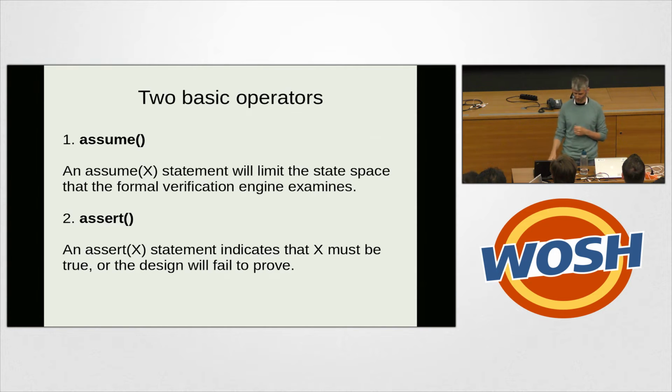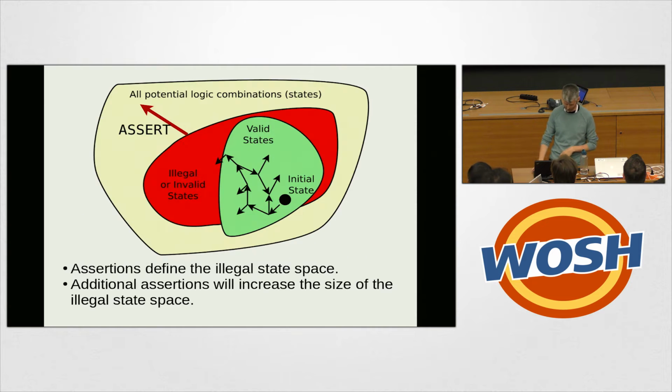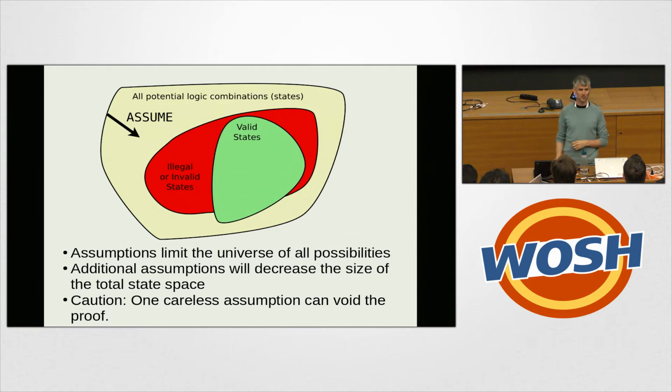So we have these two basic operators. Assume, like I just mentioned, you can use to control things, so we can guide the solver to solve the puzzle that we want to solve. And assert tells the solver what the state is that is illegal, so it knows whether it's done its job or not. So one way of thinking about assert is that the more assertions we add, the bigger the space of illegal states is. And the more assumes that we add, we decrease the size of all the potential logic combinations. So we reduce the space that the solver is working in. So that can help make things run faster.